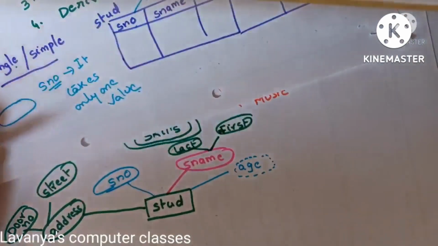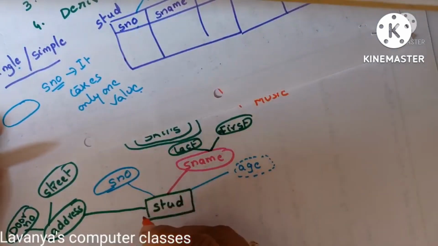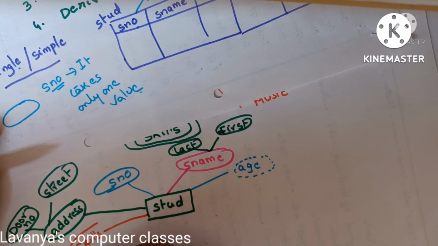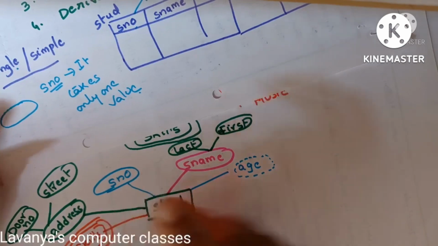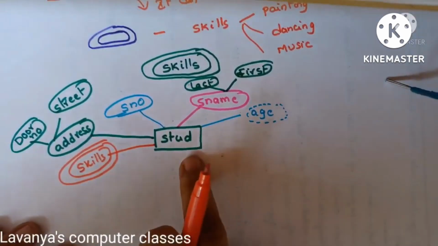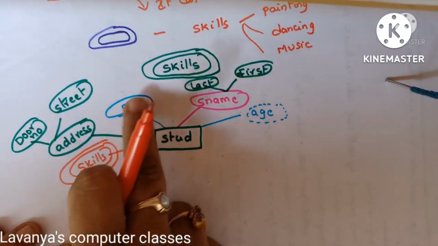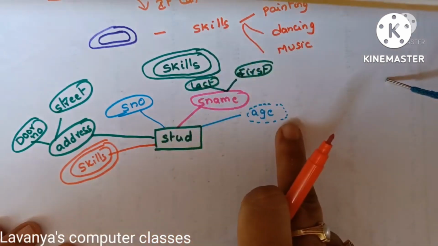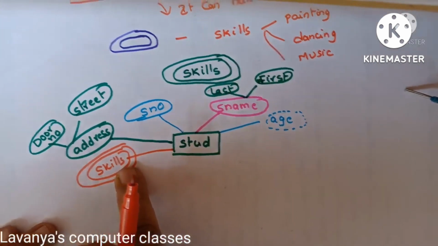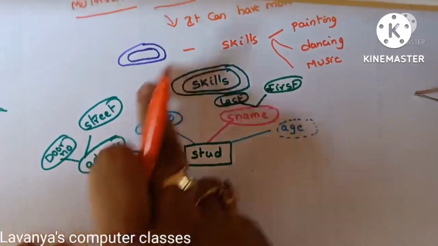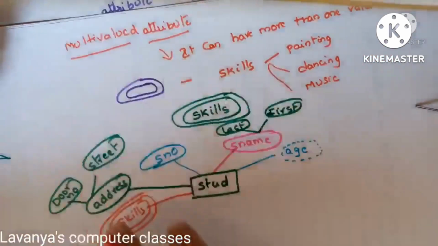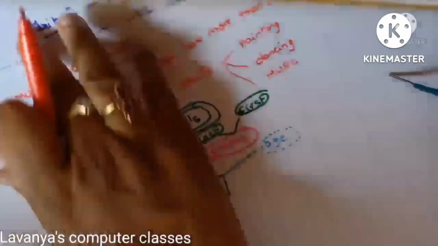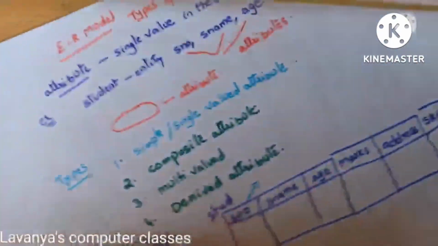And next one is skills. Skills is multivalued because any student can have more than one skill. How do we write it? A double ellipse. So this is the diagram. In the student entity set, serial number is a simple attribute, S name is a composite attribute, age is a derived attribute, skills is the multivalued attribute, and address is the composite attribute. So this is the concept of what an attribute is and the different types of attributes.